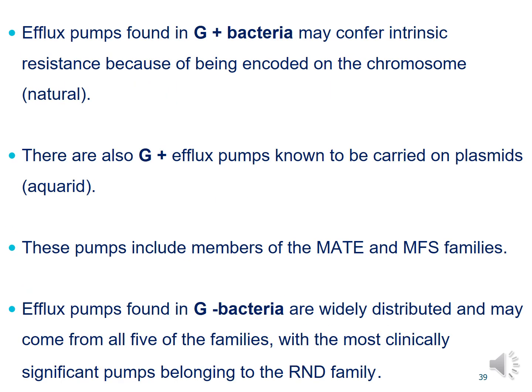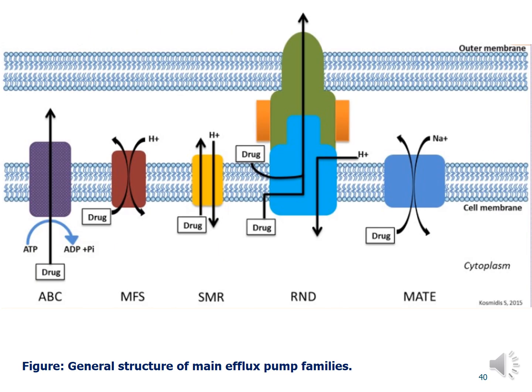Efflux pumps found in gram-positive bacteria may confer intrinsic resistance because they are encoded on the chromosome. There are also gram-positive efflux pumps known as carried on plasmids. These pumps include members of the MATE and MFS families. Efflux pumps found in gram-negative bacteria are widely distributed and may come from all 5 of the families, of which the most clinically significant belong to the RND family. The general structure of the efflux pumps is shown in this picture.